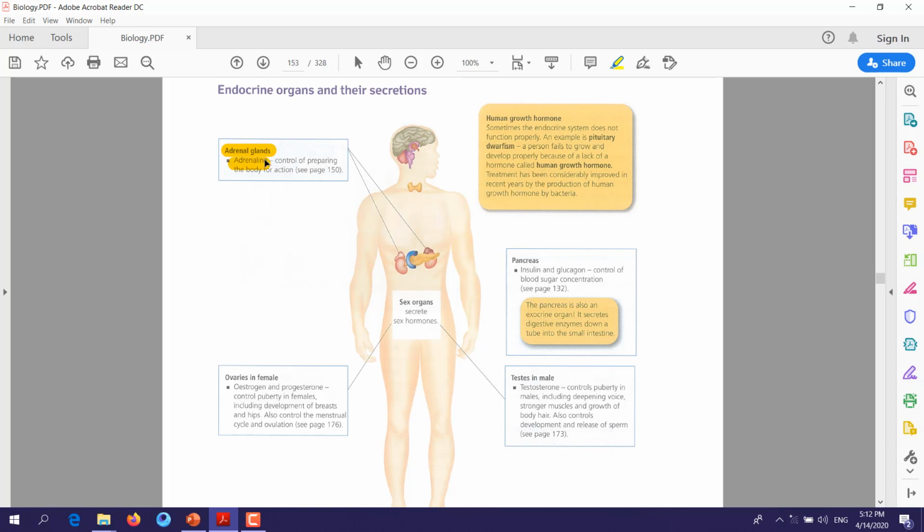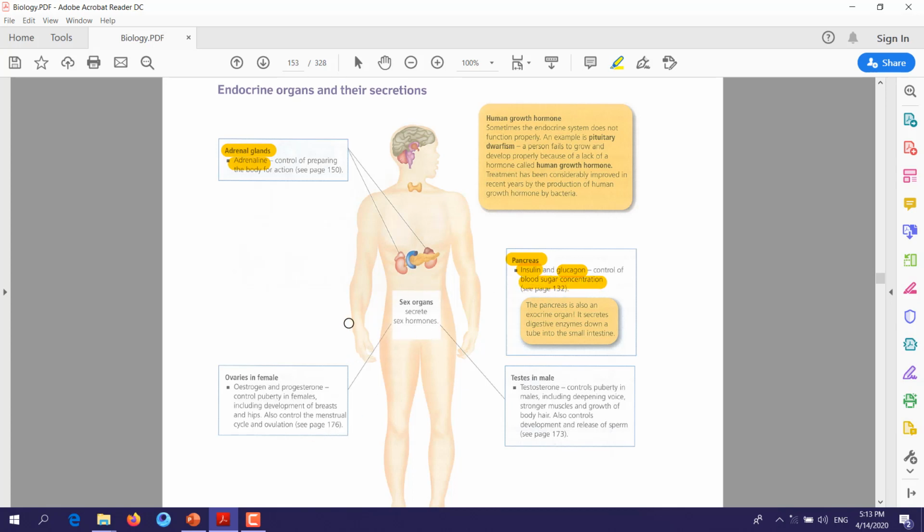Another example, the pancreas. The pancreas is also an organ that belongs to the endocrine system. The pancreas will release two types of hormones. We call them insulin and glucagon, as we explained in the previous lessons when we talked about homeostasis. Insulin and glucagon control blood sugar concentration.